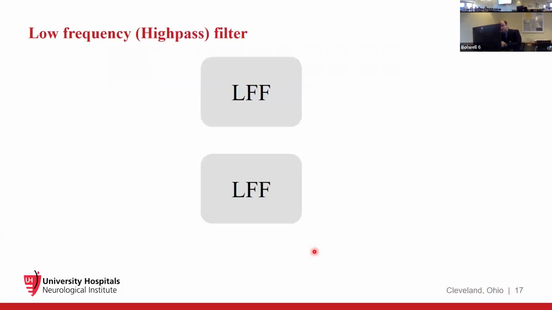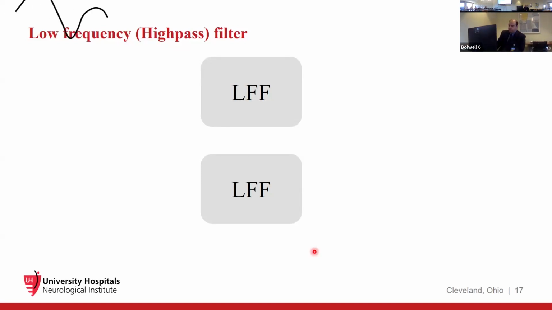So there are two filters on the machine which people very commonly play with. One is called a low frequency filter. Think about it like this: this is your bandwidth. The low frequency filter is on the lower end. It's going to block everything lower than this frequency from coming in.